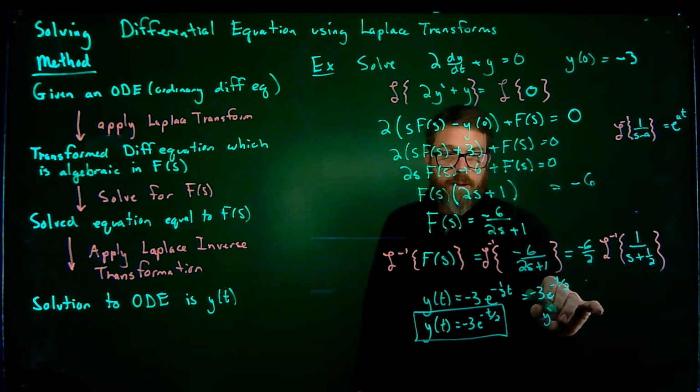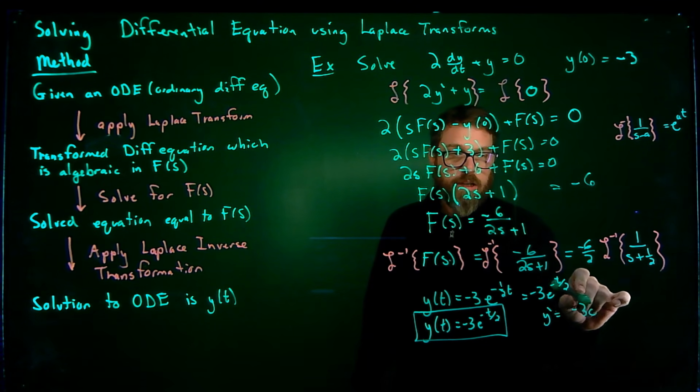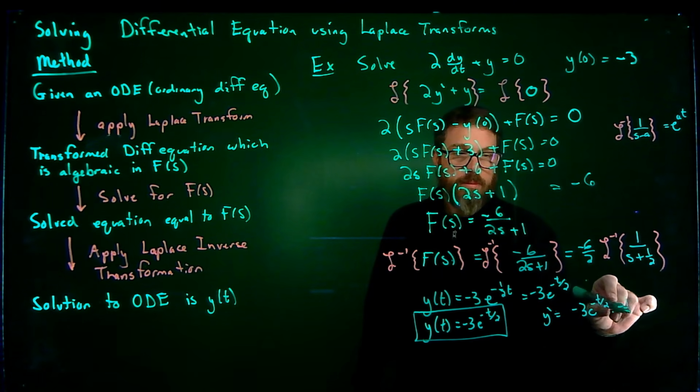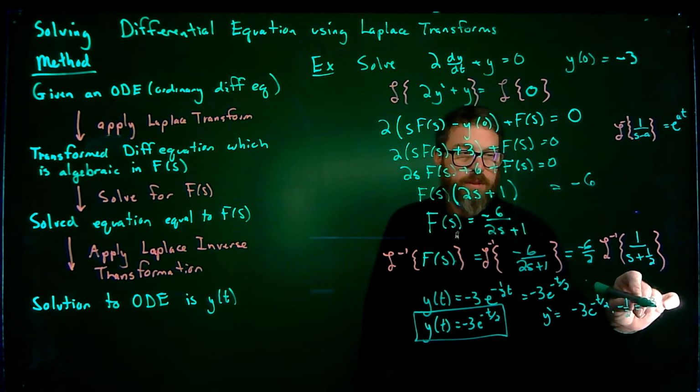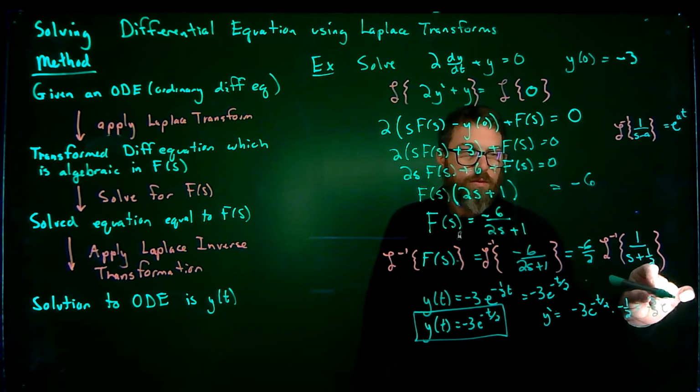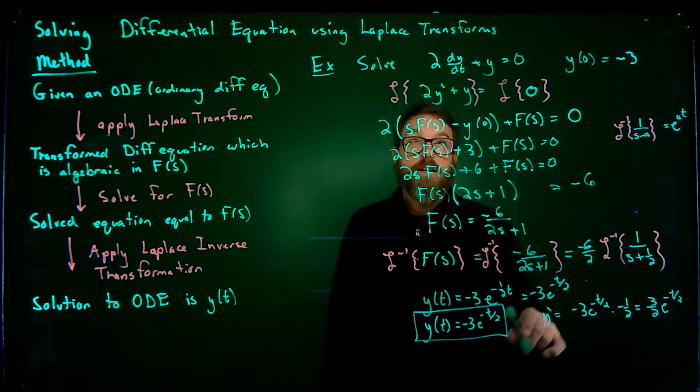So y prime of t is going to be equal to, well, the derivative of an exponential is going to be itself, multiplied by the derivative of what's inside, which is going to be minus 1 half. So this is going to be 3 halves e to the minus t over 2. So finally, plug it into the differential equation.